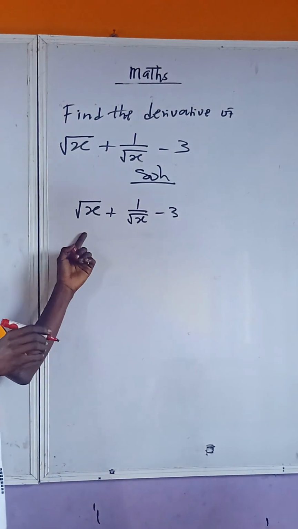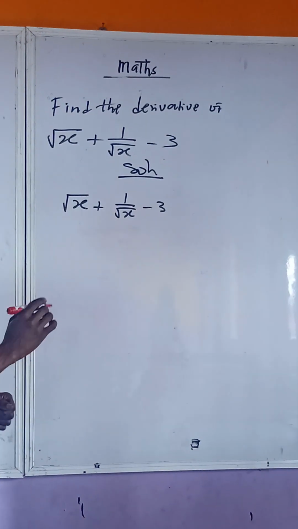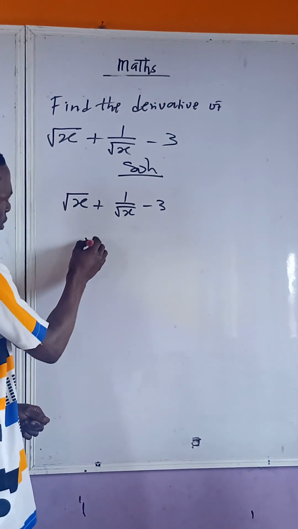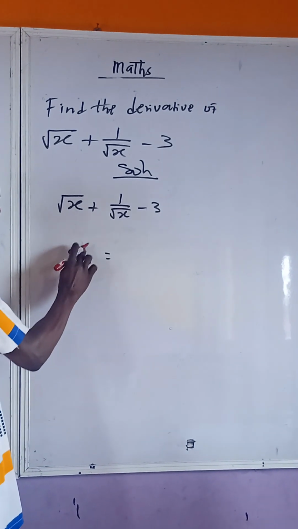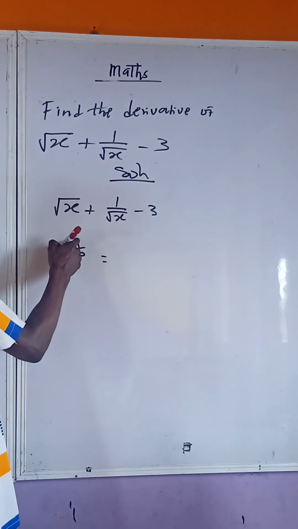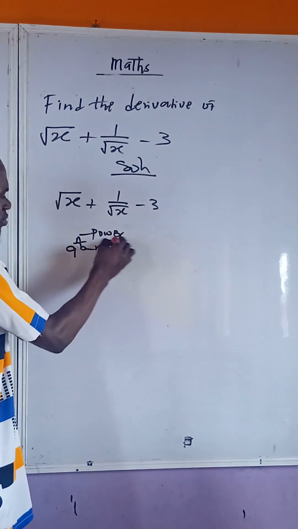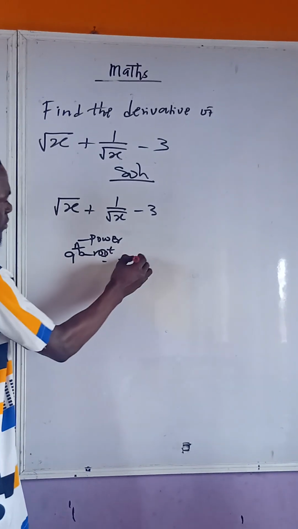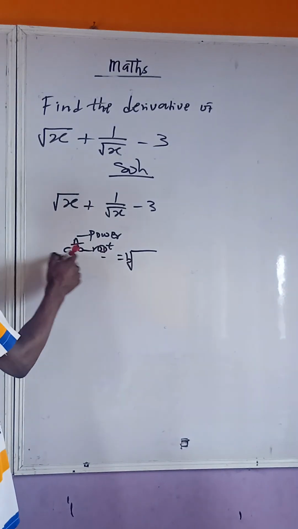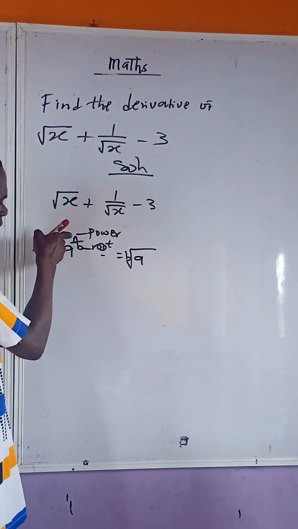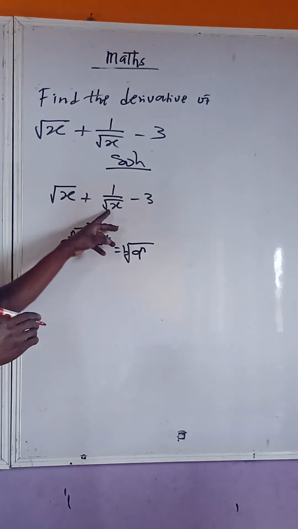In this case, it is the law of indices that we are going to be applying here. If we have something like a raised to the power of n over b, this n simply means power, while b means root. So we're going to have the b-th root, then a raised to the power of n. That's what we're going to be applying to this expression here.